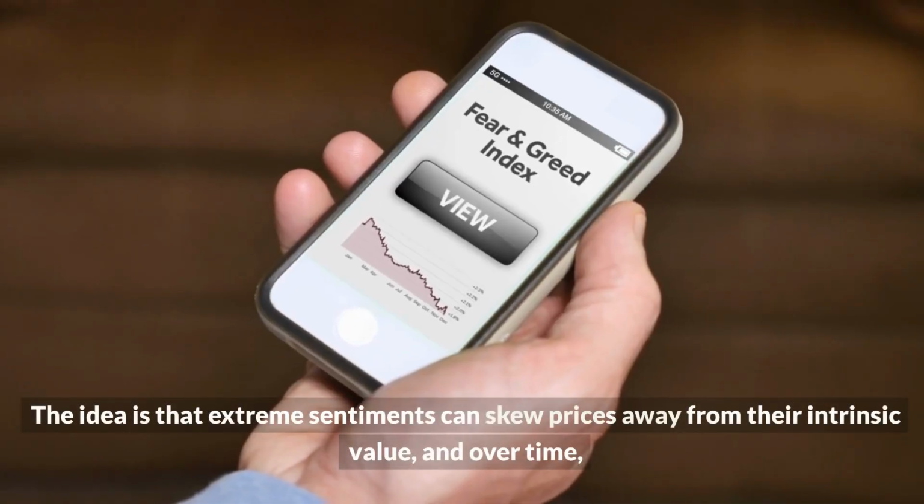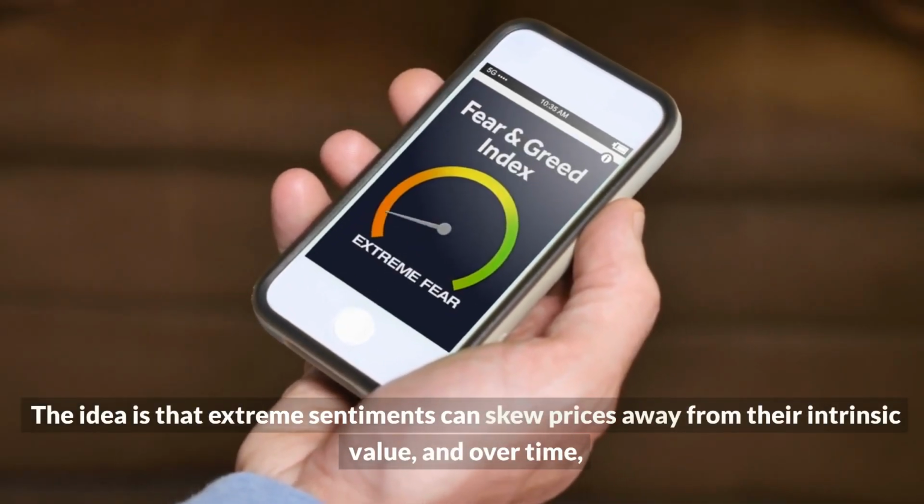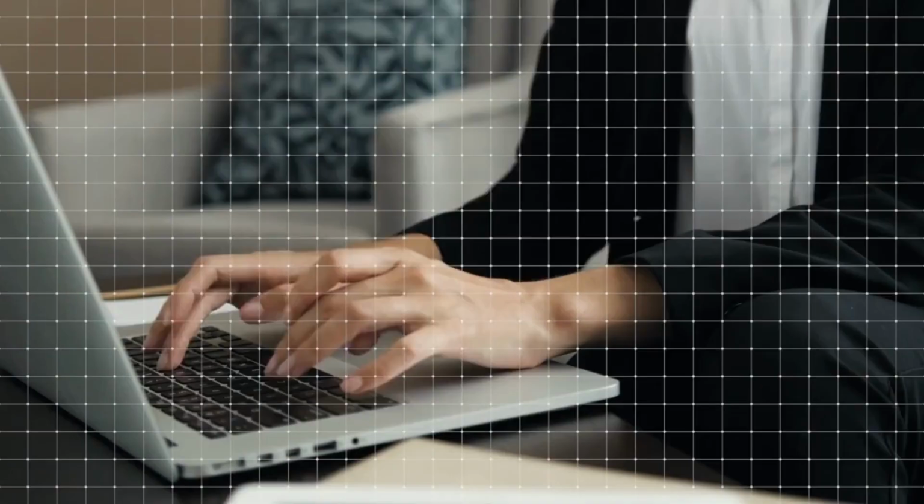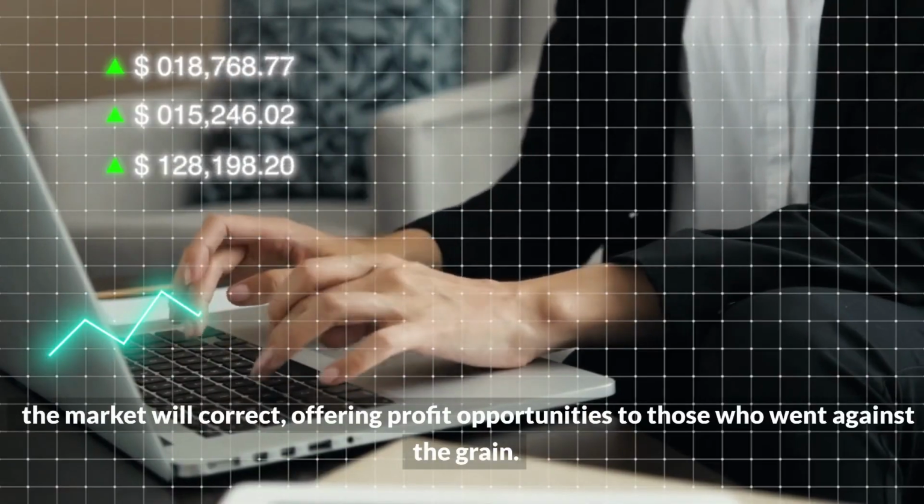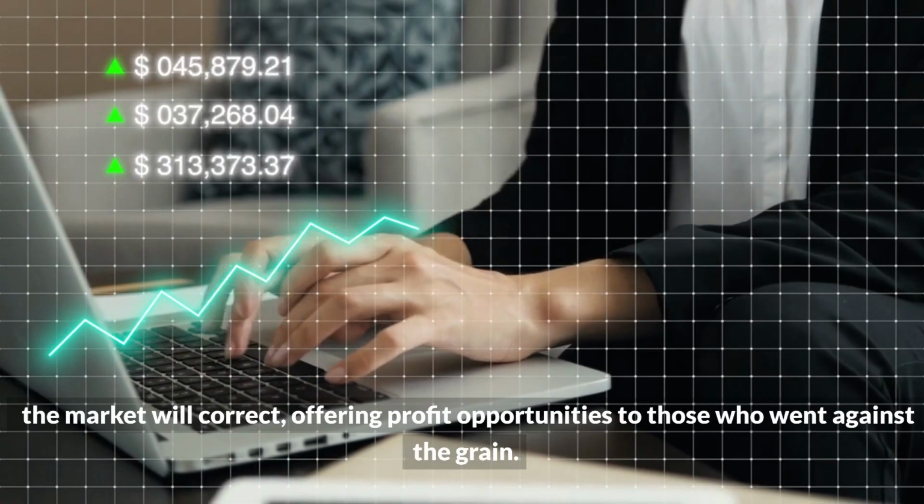The idea is that extreme sentiments can skew prices away from their intrinsic value, and over time the market will correct, offering profit opportunities to those who went against the grain.